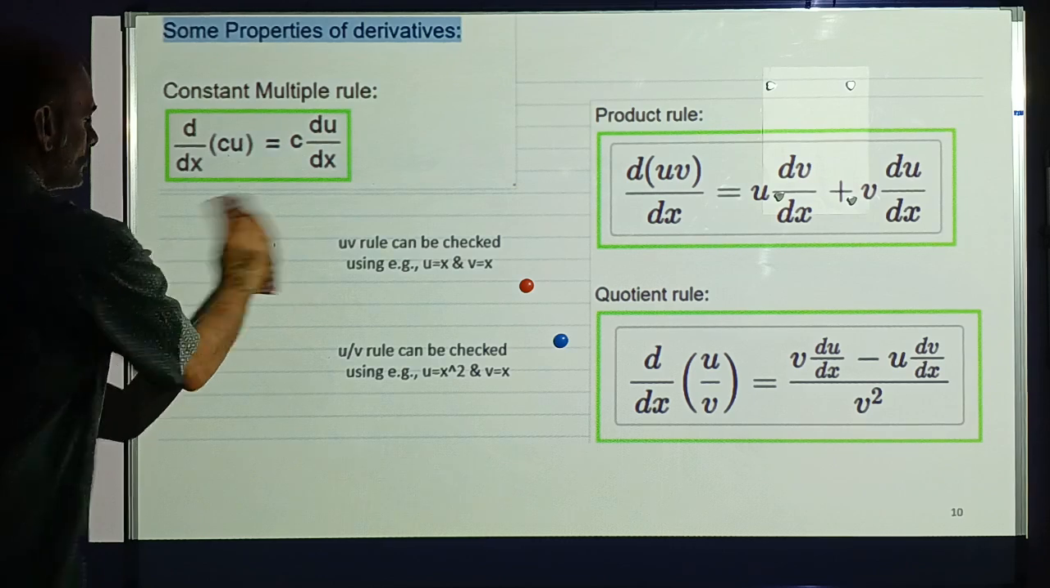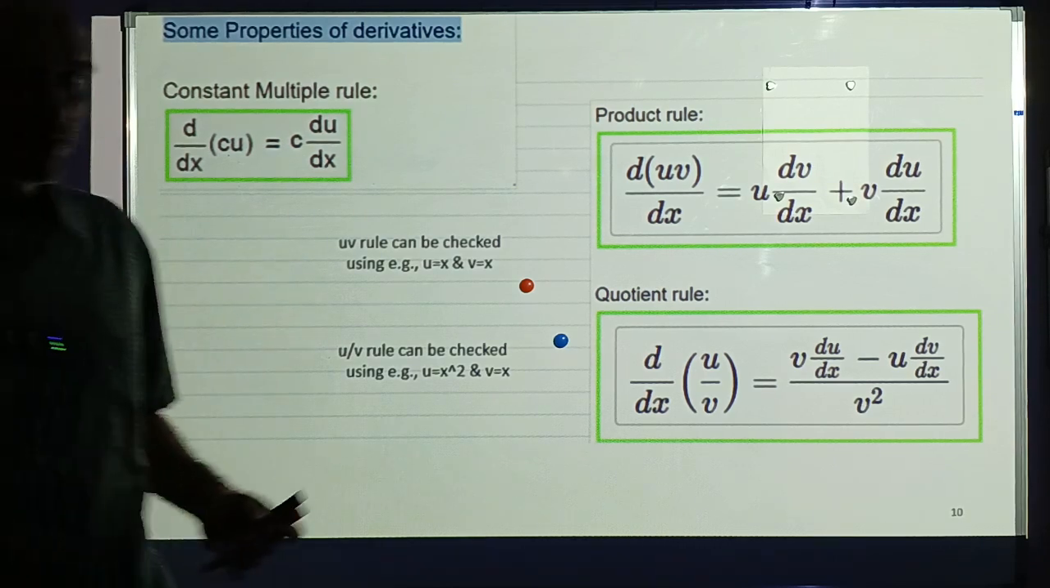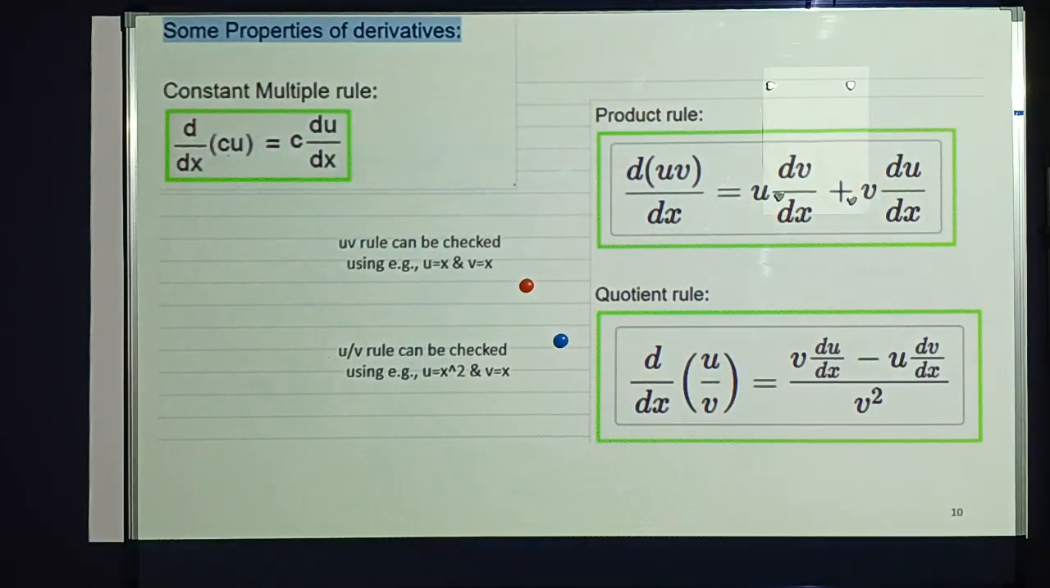For this simple example, this is just to get the feeling that the rule is correct. Next is the quotient rule. We have two functions which are getting divided. I know the individual derivatives of u and v. So can I find the derivative of u by v? It's v into the derivative of u minus u into the derivative of v, divided by v squared.